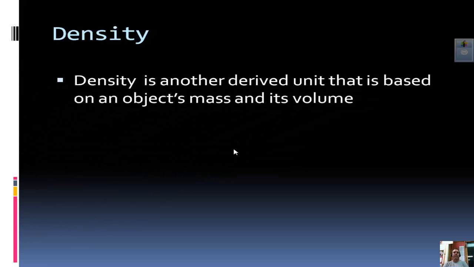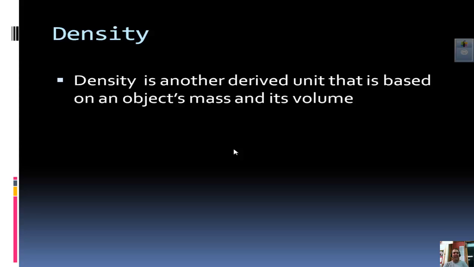Density is another derived unit that's going to be based on an object's mass and its volume. The thing is, this is a physical property. Density is a physical property for a substance. For example, iron. Iron will have a certain density. You're never going to find iron's density being anything else. For example, water. Water has a density of 1.0 grams per milliliter, or 1.0 grams per centimeter cubed. It's never going to be different. It's always going to be 1.